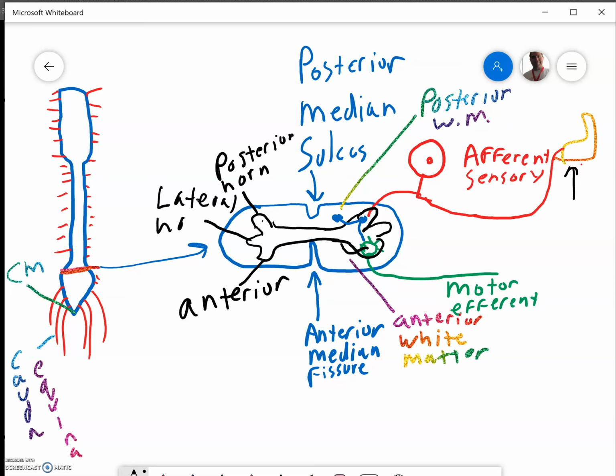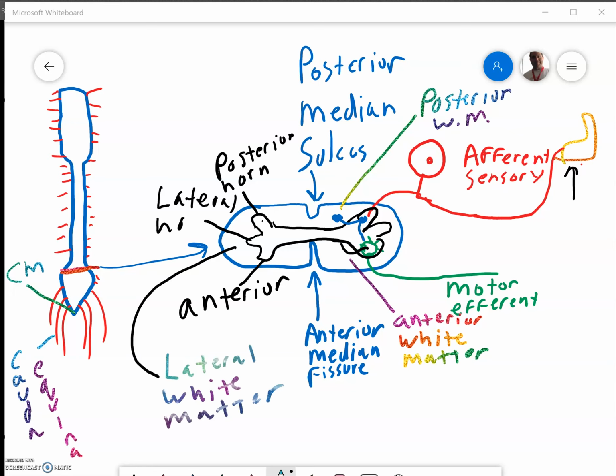So what do you think we call this white matter on the side? Yep, this is the lateral white matter. I will draw that over here. So there's our glitter pen, lateral white matter. So posterior white matter generally is coming from the posterior horn. So there's sensory tracks. Anterior white matter is generally signals going to the anterior and lateral horns. So they generally are motor tracks. And the lateral is special.